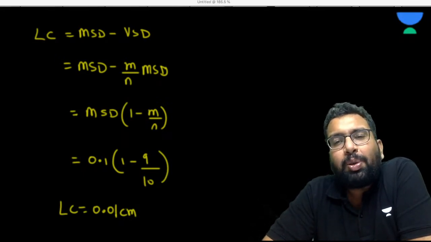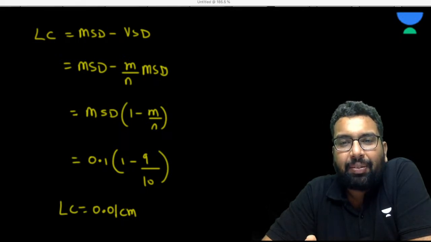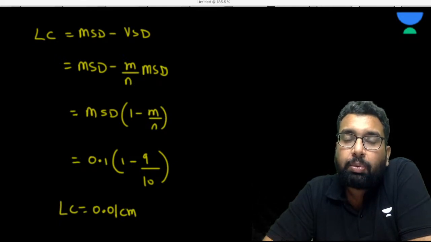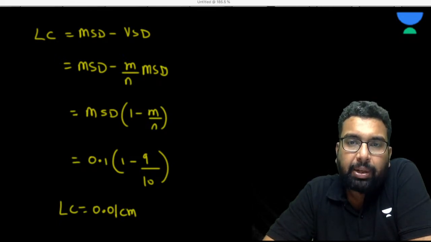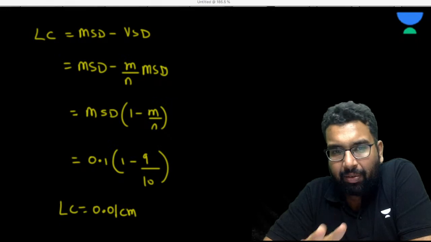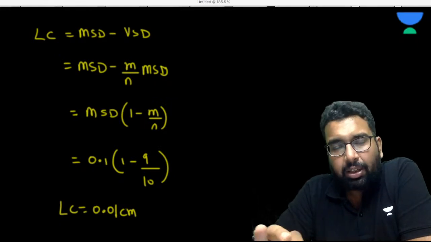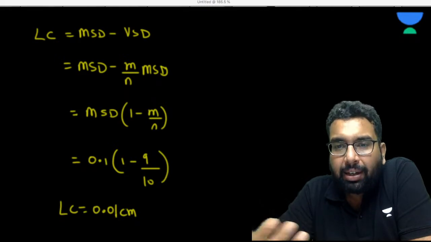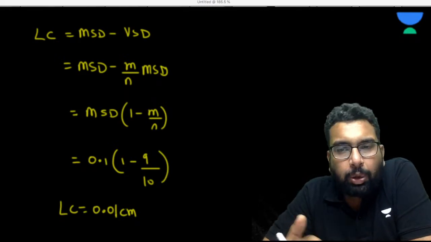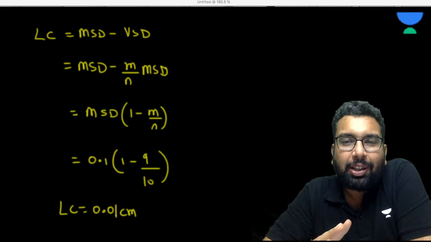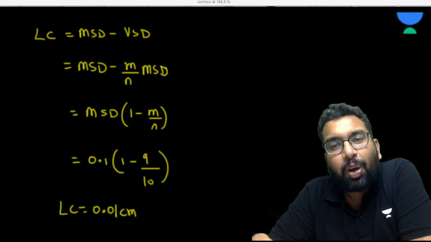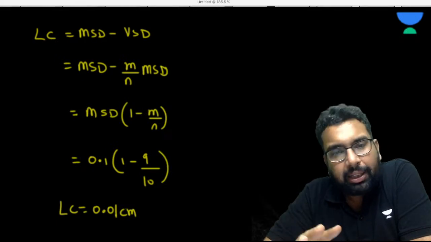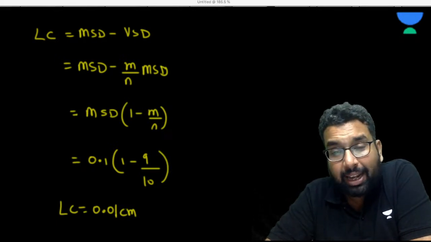So in a workshop, you don't want to create this confusion, right? This is a standard that mostly all the vernier calipers available in the market have a least count of 0.01 centimeter, because the person who might be using it at the ground level may not know all this calculation, all this concept. So for making him understand the measurement, this is kept like that. But it can be different.